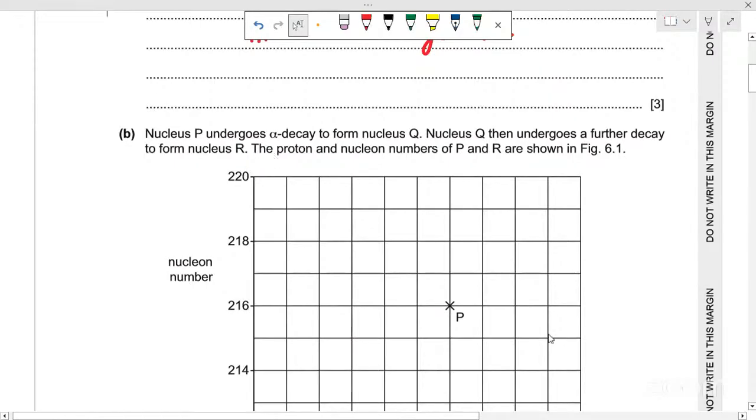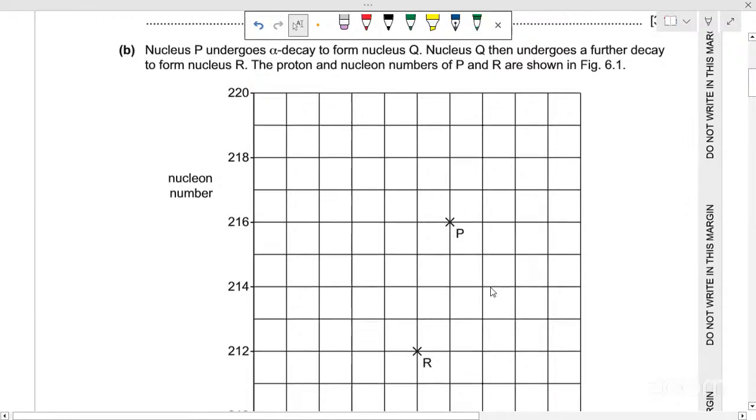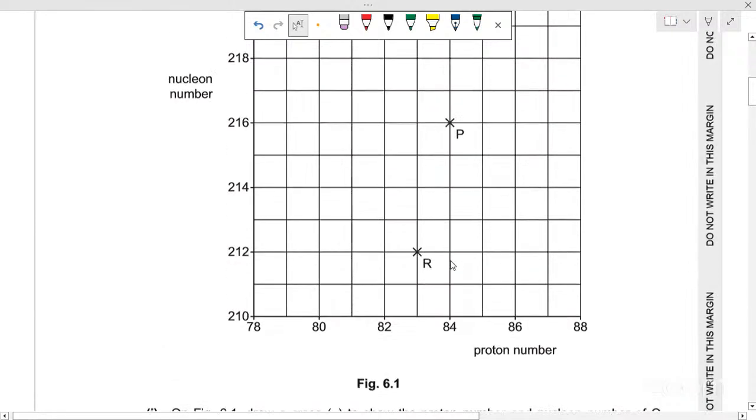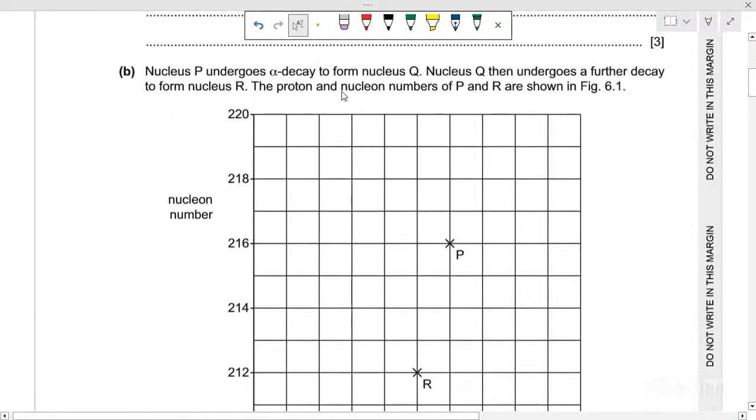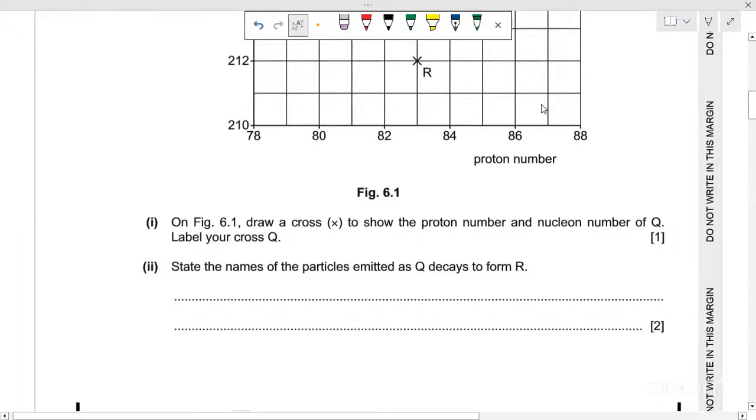Nucleus P, that is drawn over here, has nucleon number 216 and proton number 84, and undergoes alpha decay to form nucleus Q. Q is not shown over here. Nucleus Q then undergoes a further decay to form nucleus R. The proton and nucleon numbers of P and R are shown. On the figure, draw a cross to show the proton number and nucleon number of nucleus Q.